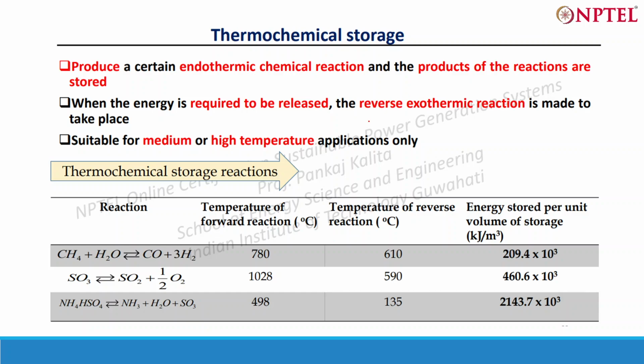Thermochemical storage, like we talked earlier, we have sensible storage, we have latent storage, and then we have thermochemical storage. So basically it depends on the endothermic reaction and exothermic reaction. The products of the endothermic chemical reaction are stored, and when you reverse that reaction, the energy is released, basically exothermic. So these are some of the reactions which can be used for storing the energy.